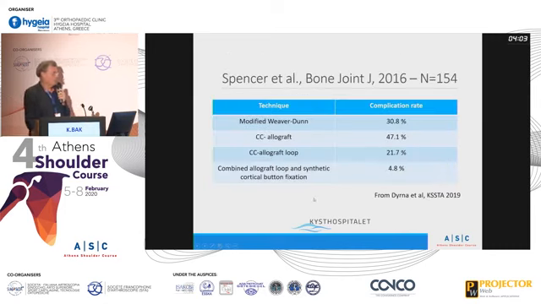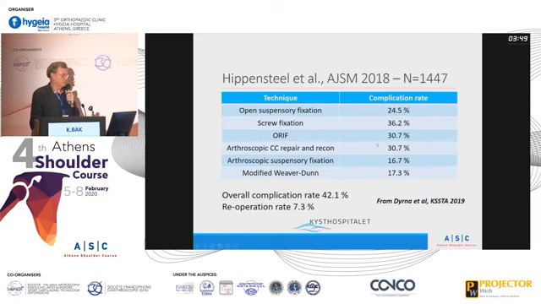This is some numbers taken from this paper. This is a paper by Spencer, 154 patients. You see very high complication rates, and this is the preferred technique with a combined allograft loop and a synthetic cortical button fixation. But all these very high complication rates. And another one with 1,450 patients, a meta-analysis with very high complication rates for nearly all procedures.